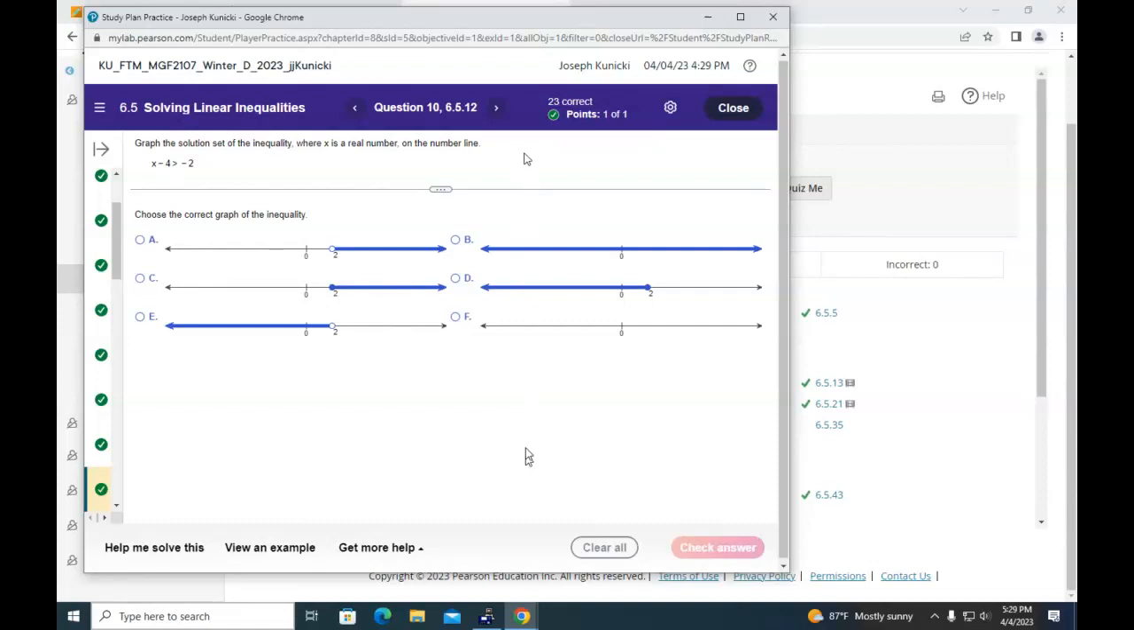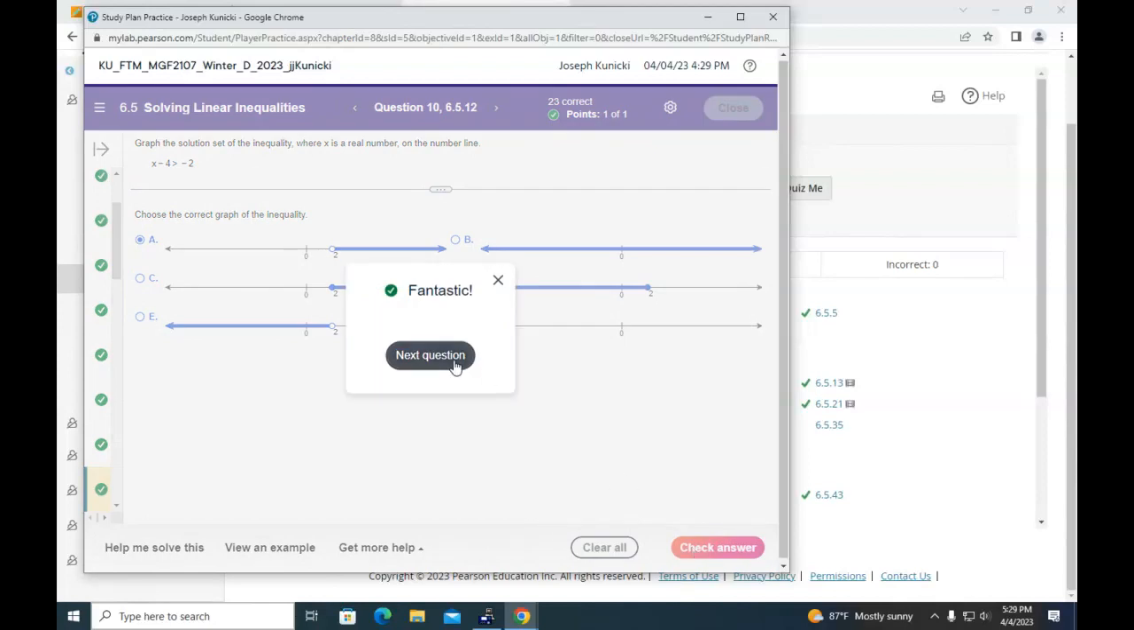Okay. So what do I do to this one? Who wants to grab this one? Add 4 to both sides. And so what's your solution? It's going to be positive 2. So x greater than 2. So which one is it? It's got to be the open one, not the closed one. Right. So it's A. Good. I think you're catching on.